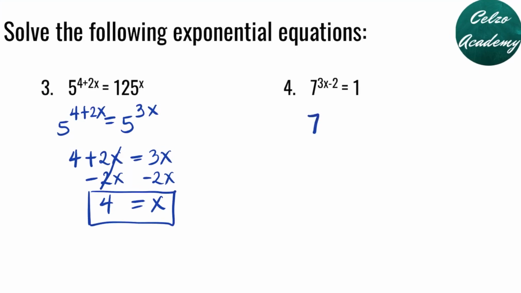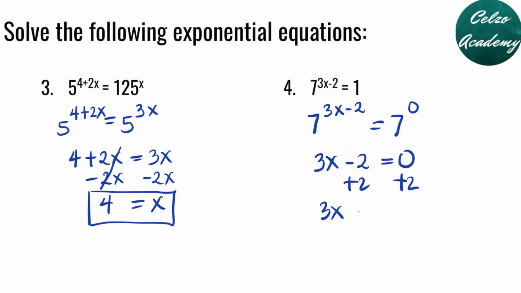So this problem is the same thing as 7 to the power of 3x minus 2 is equal to 7 to the 0. Again, 7 to the 0 using the zero exponent rule, the answer is equivalent to 1. So now we need to set an equation for the exponent, and that is 3x minus 2 is equal to 0. Adding 2 to both sides, we have 3x is equal to 2. Now dividing both sides by 3, our x value here is 2/3.